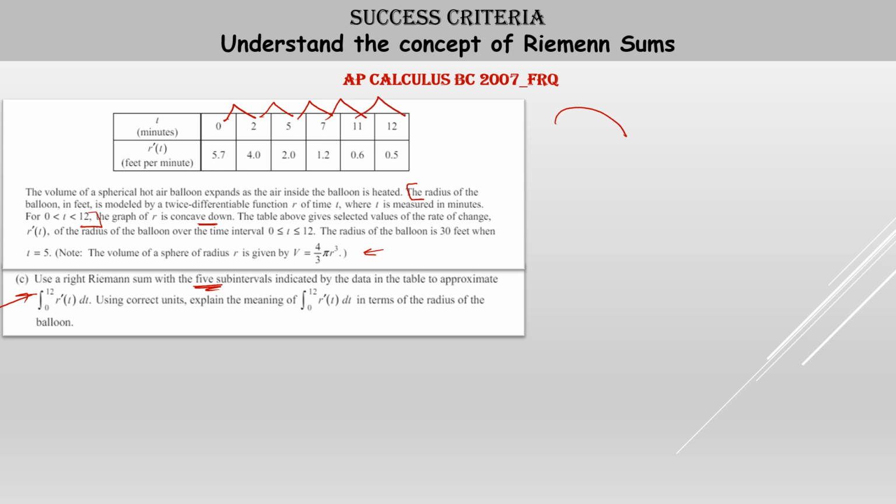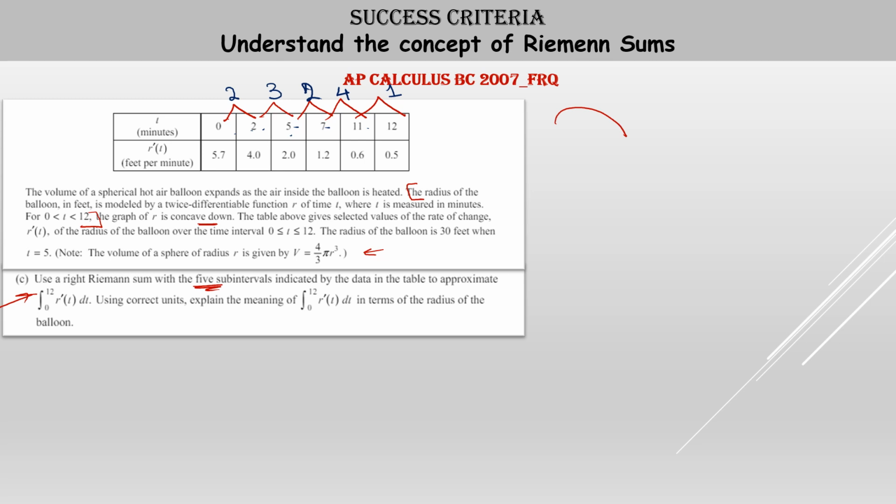Now check what we write as the width. In order to calculate the width, 2 minus 0 is 2. 5 minus 2 is 3. 7 minus 4 is 2. 11 minus 7 is 4. And 12 minus 11 is 1. So this is how we calculated the widths of the rectangles.